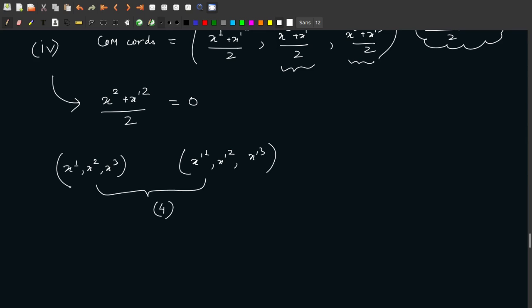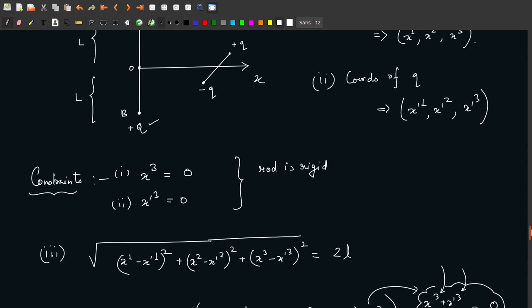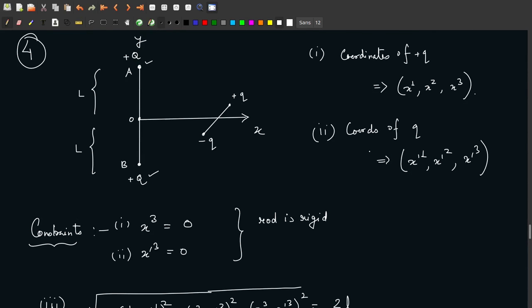So out of these 6 coordinates, 4 of them are actually not independent and only 2 coordinates are independent. Then from this you can quantify that the number of independent coordinates is equal to 2. Now you can easily check for yourself, and you can easily also understand that you can quantify the coordinates of the plus q and minus q by 2 independent coordinates.